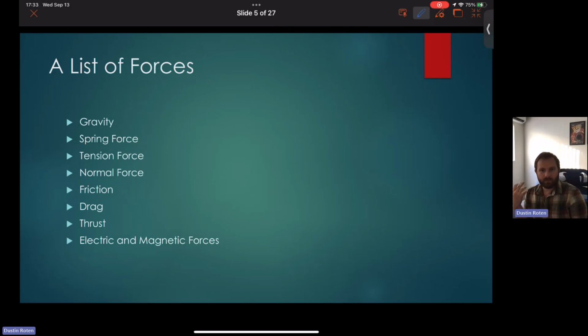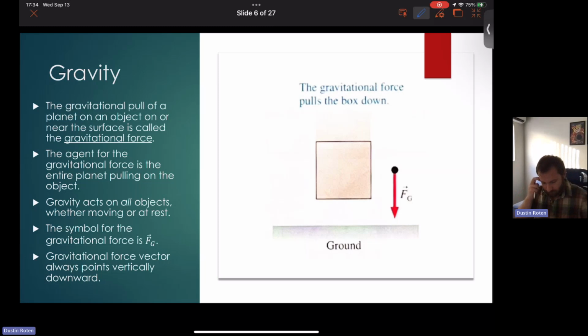Okay, so we have a whole list of forces here. These are some forces that are discussed in more detail in the book, but I'm just going to hit them all very briefly. So we do have several, and this isn't necessarily all of the forces. This is just a broad overview, mostly dealing with classical mechanics, which is essentially this course.